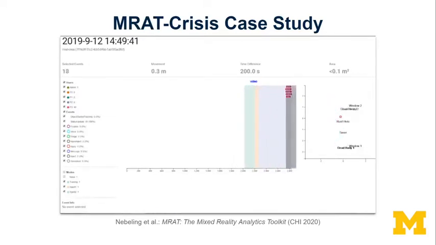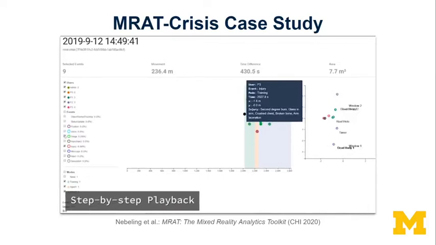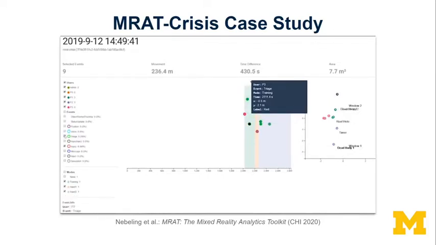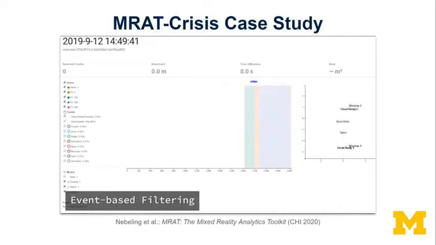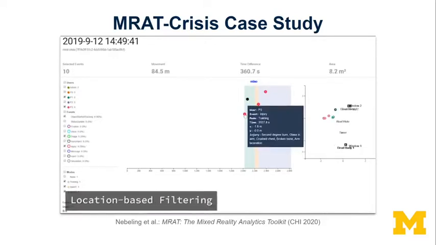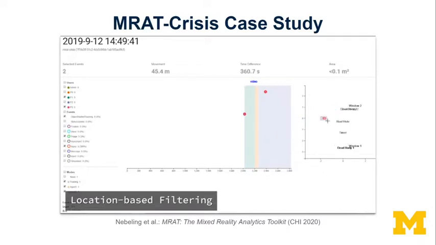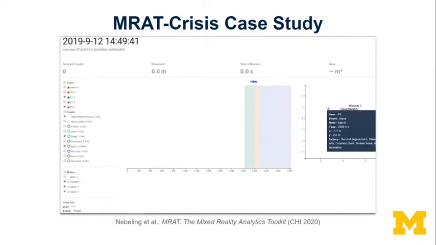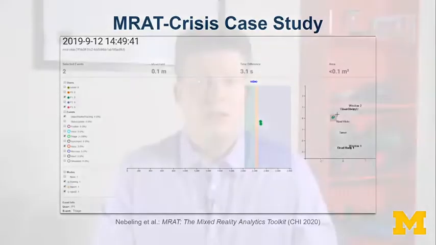And once we collect data, we can visualize it in very interesting ways. So here you see step-by-step playback. In the center area, you see a timeline. It may not be exactly obvious right now. And on the right, you see a floor plan. And then we can filter these events. Anything you filter here, you can then also immediately preview on the HoloLens. So you can go back to the location where that research study was conducted and analyze it that way.